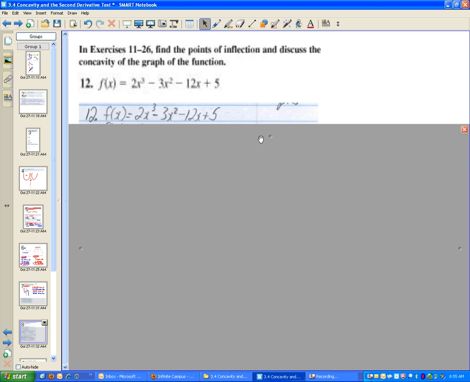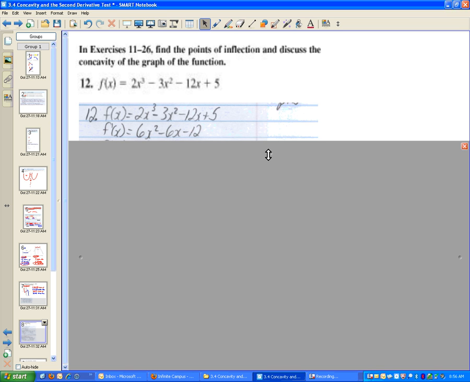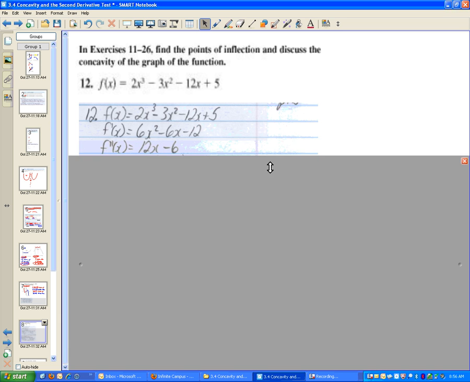Okay? So that means we've got to find the first derivative, then the second derivative, and then find where the second derivative equals 0 or does not exist. Step 1. Well, I mean, this is calculus. So if you didn't know what else to do, you would take the derivative. F prime of x then equals 6x squared minus 6x minus 12. They don't ask us about extrema, we don't have to find critical numbers. Okay? Take the second derivative, 12x minus 6.